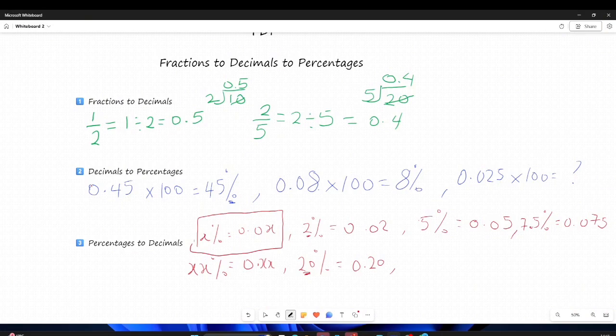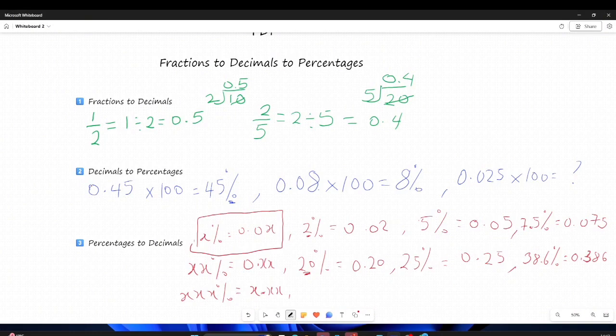Another example, if we have 25%. Since these are two numbers, looking at the format, it's going to follow it. So we get 0.25. And then if we have three numbers, x, x, x, it would give you x point x, x.